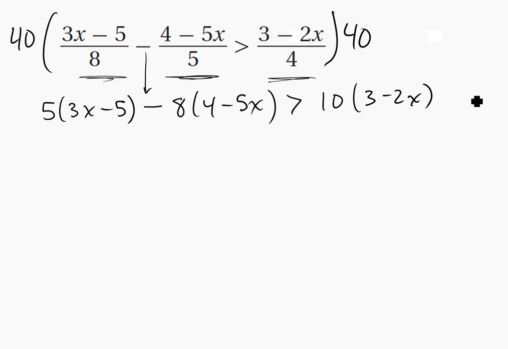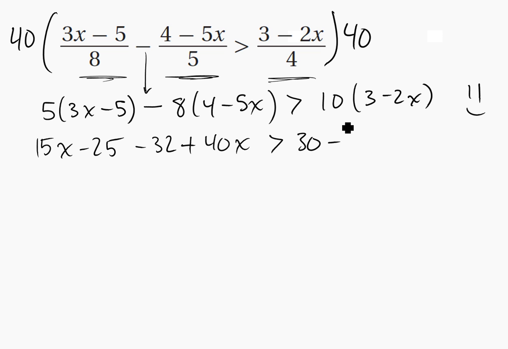Already I just feel so much happier because I don't have any fractions at all. And this looks way more rational. Actually, it looks less rational, doesn't it? So let's apply the distributive property. The first time I get 15x minus 25. And then be careful, it's a negative 8, so that's going to give me negative 32. 4 times 8 is 32. Plus 40x. And then this is going to be greater than 30 minus 20x, since 10 times negative 2 is negative 20x.